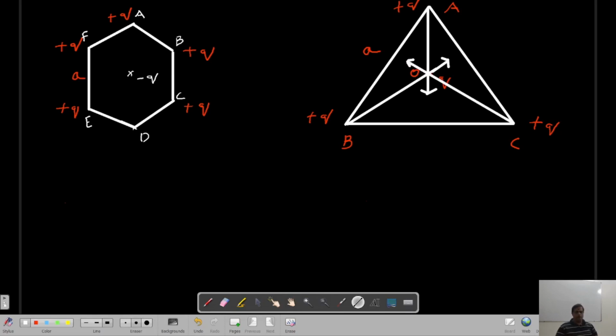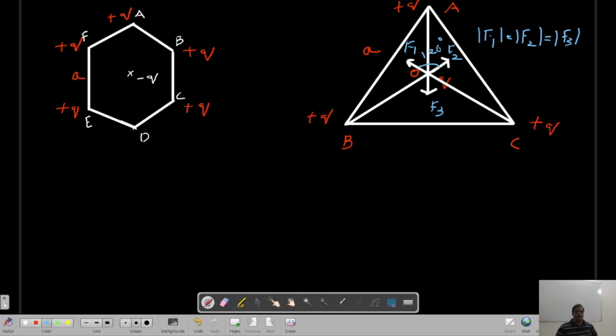Now you see that all the forces are of equal magnitude. Still we will name them: let us name this as F1, this one as F2, and this one as F3. And we know that mod F1 equal to mod F2 equal to mod F3. Now look at F1 and F2. They are acting at 120 degrees between them. So this angle is 120 degrees.